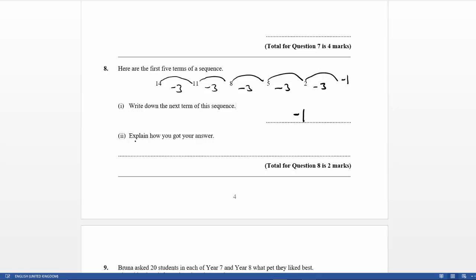Part 2 says, explain how you got your answer. The sequence decreases by 3. Nice and easy. 2 marks there.